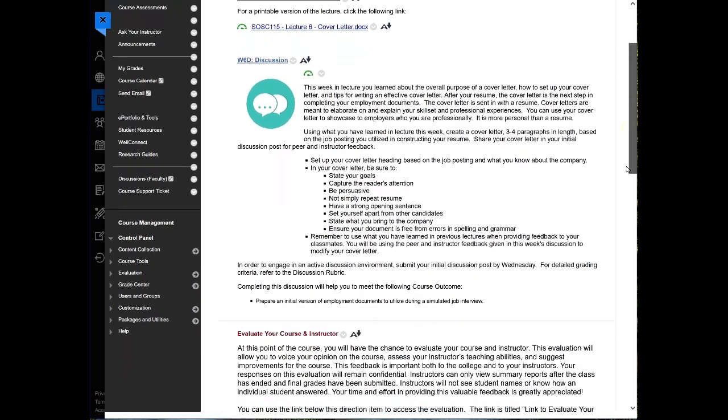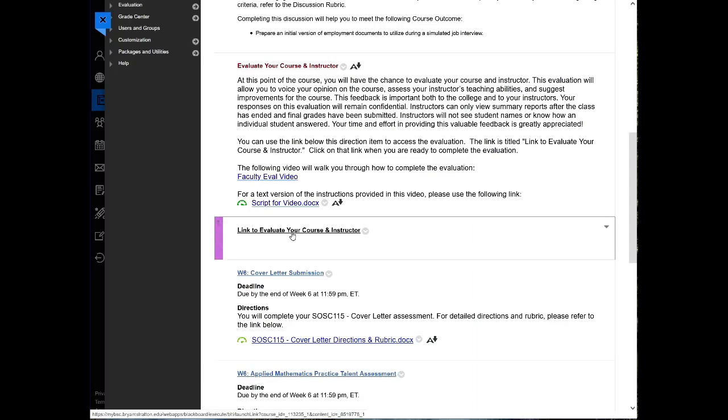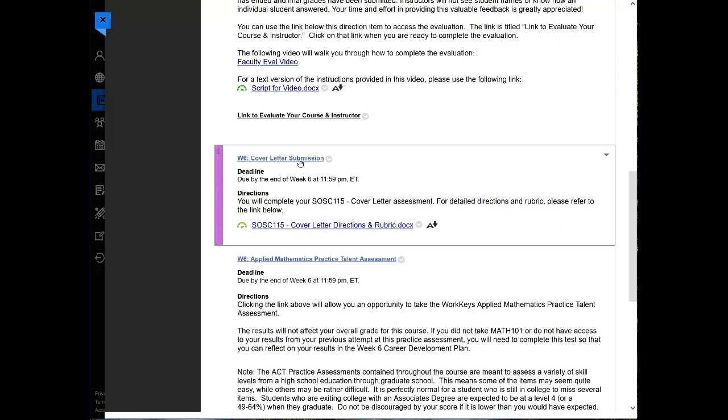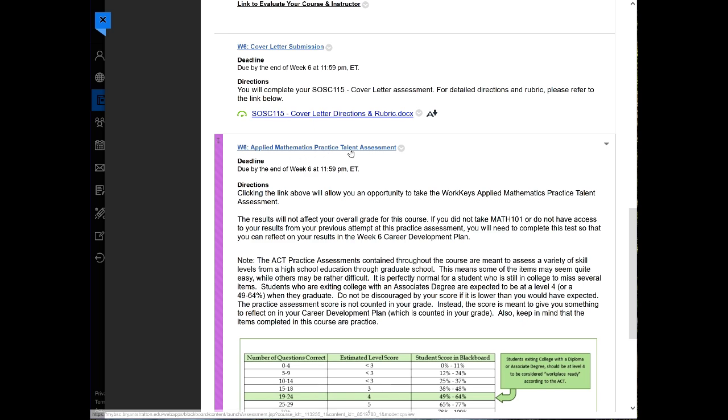Participate in the discussion. Here's where you get to evaluate your instructor. The next is your written assignment for the week, the cover letter. Write your cover letter and use that to submit it. Here is the Week 6 Applied Mathematics Practice Talent Assessment.